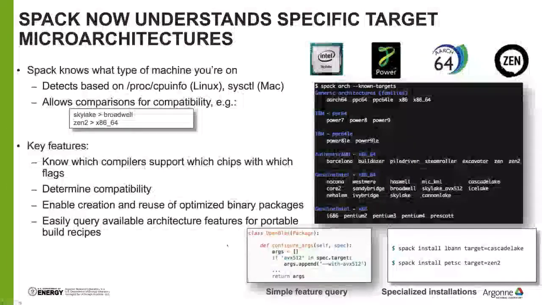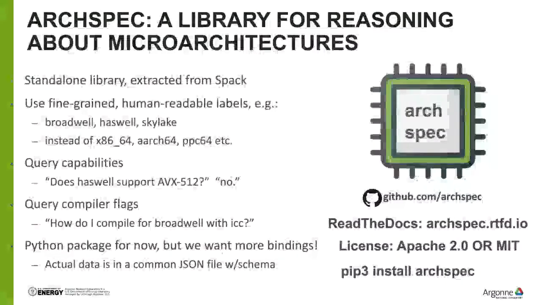So this example here says, if AVX512 is in the supported architectures for that target, then we go ahead and put in with AVX512 when we're building the package. Another thing that's come out of this, and I'll just mention briefly, is a standalone library, which allows you to make some of these architectural inquiries. It's been factored out of Spack, so just to let you know that exists. It can be handy.